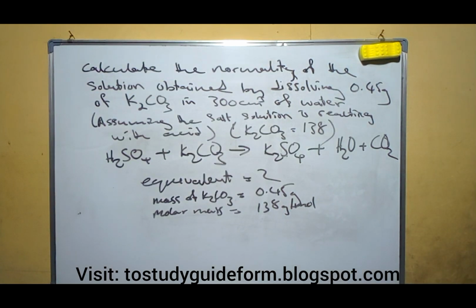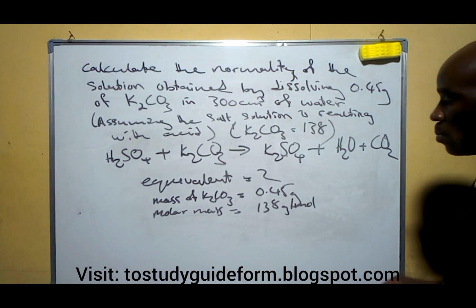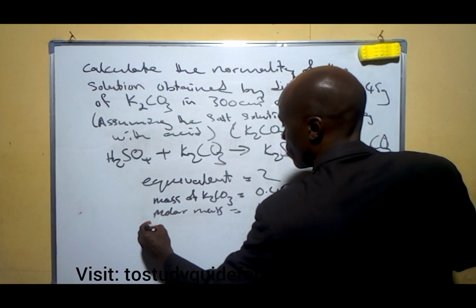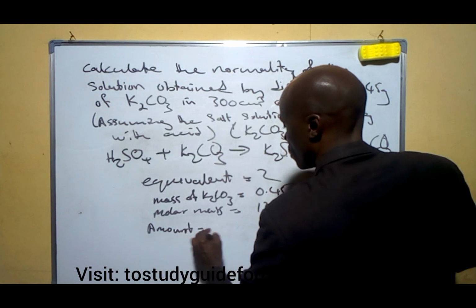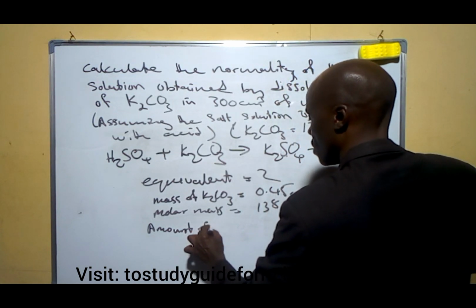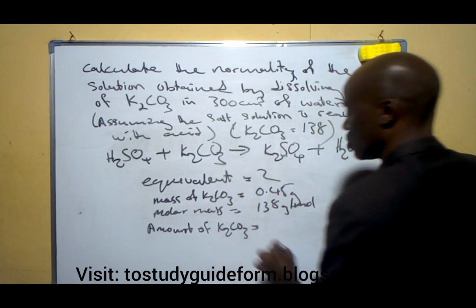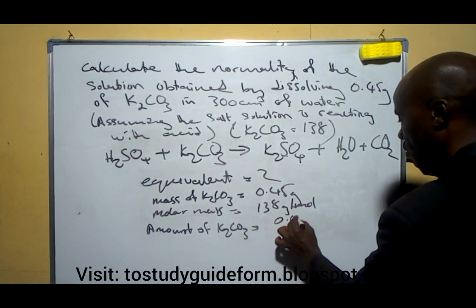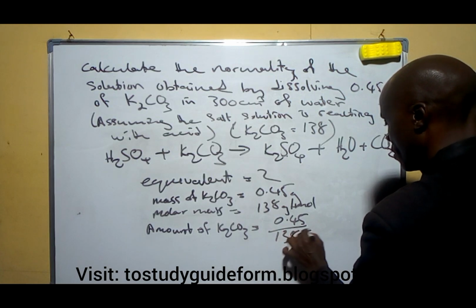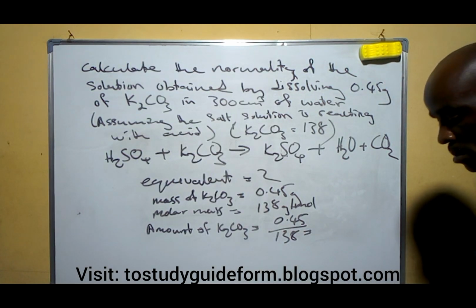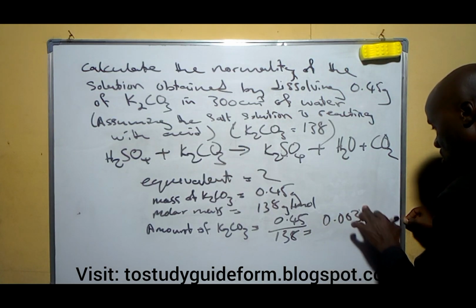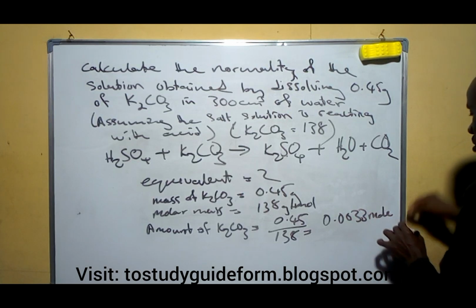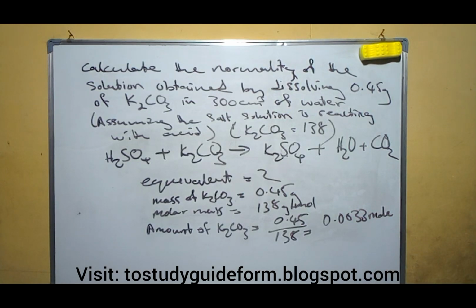The next thing we're going to do is to find the amount of potassium carbonate. The amount of potassium carbonate will then be 0.45 over the molar mass. That will give us 0.0033 moles.